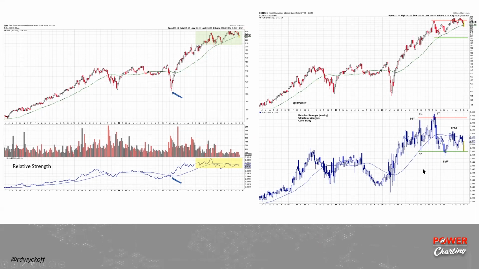And here is the analysis of that area over on the right. So you can see all the elements of distribution forming. Now, this may be a reaccumulation area, but so far it has yet to show the ability to have relative strength recovery.